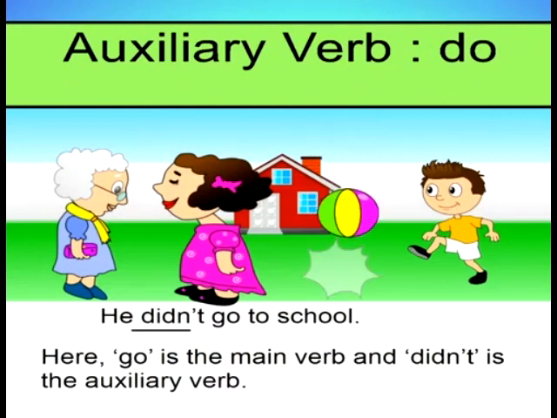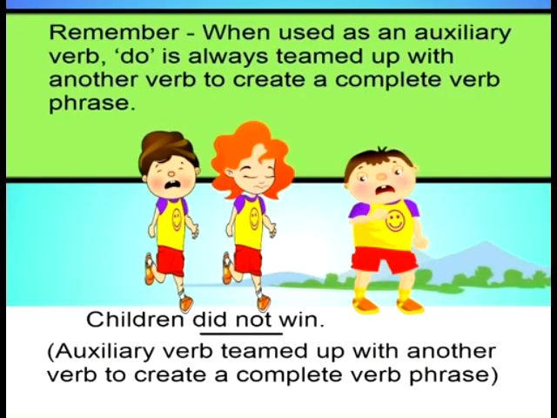He didn't go to school. Here go is clearly the main verb, so didn't has to be the auxiliary verb. Children did not win. Here clearly did not is the auxiliary verb and it cannot be used on its own as the sentence won't make sense. So we put win, which is the main verb.